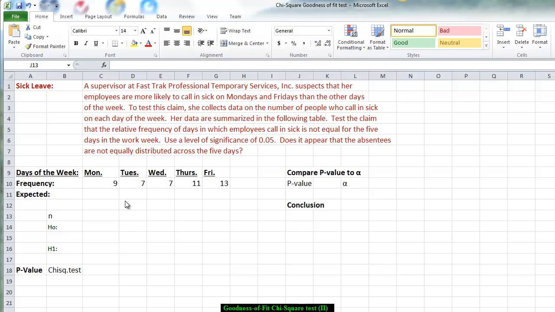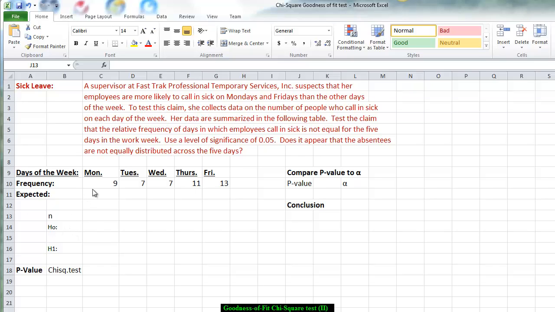We want to test the claim that the relative frequency of days in which employees call in sick is not equal for the 5 days of the work week. We're going to use a 5% level of significance. Does it appear that the absentees are not equally distributed across the 5 days?